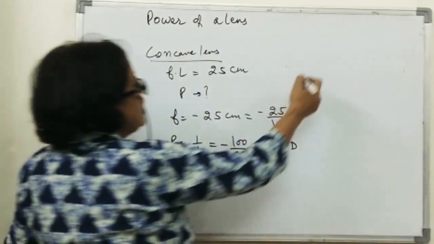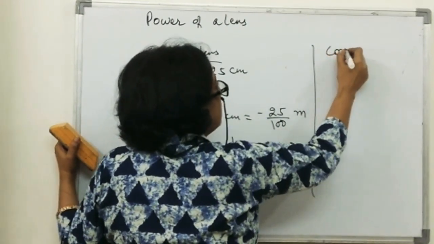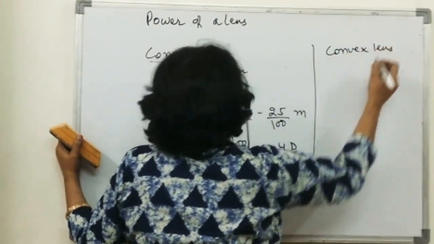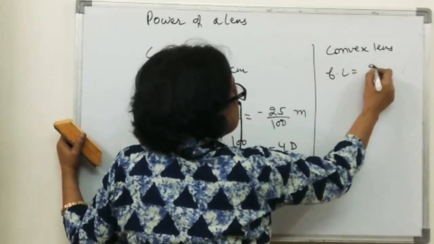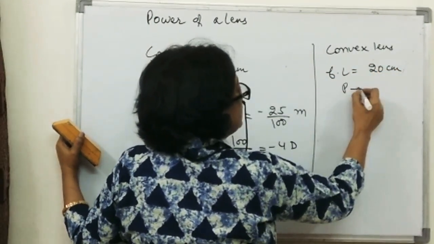Similarly, let's say we have a convex lens and let's say the focal length of the convex lens is 20 centimeter. What will be its power?